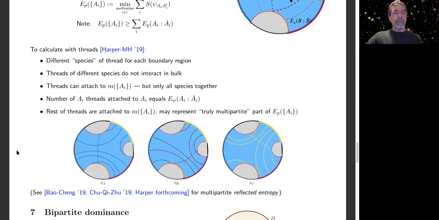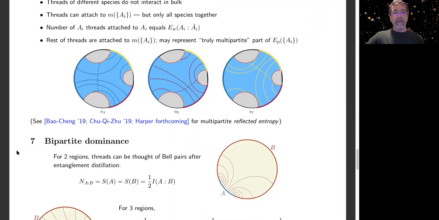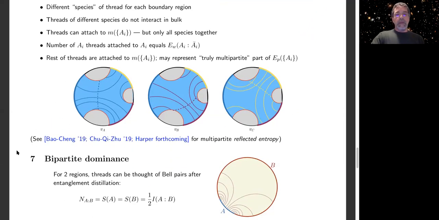Okay, so let's go back to the case of two regions. As I said, as far as the counting is concerned, the number of threads is equal to the number of Bell pairs after an entanglement distillation. That's just because it's by design equal to the entropies, and that's also equal to half the mutual information. So fine, that's kind of a truism.